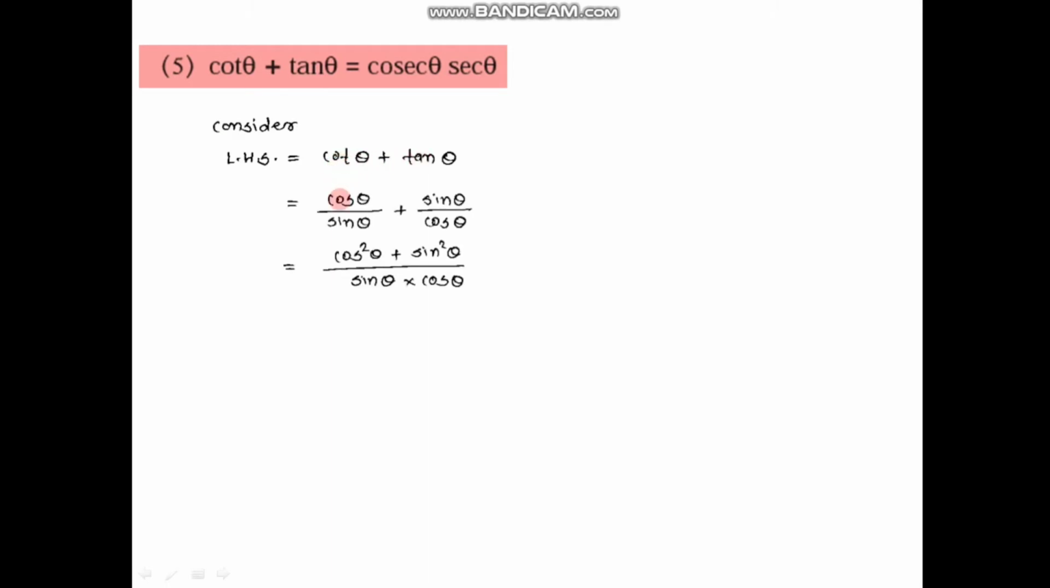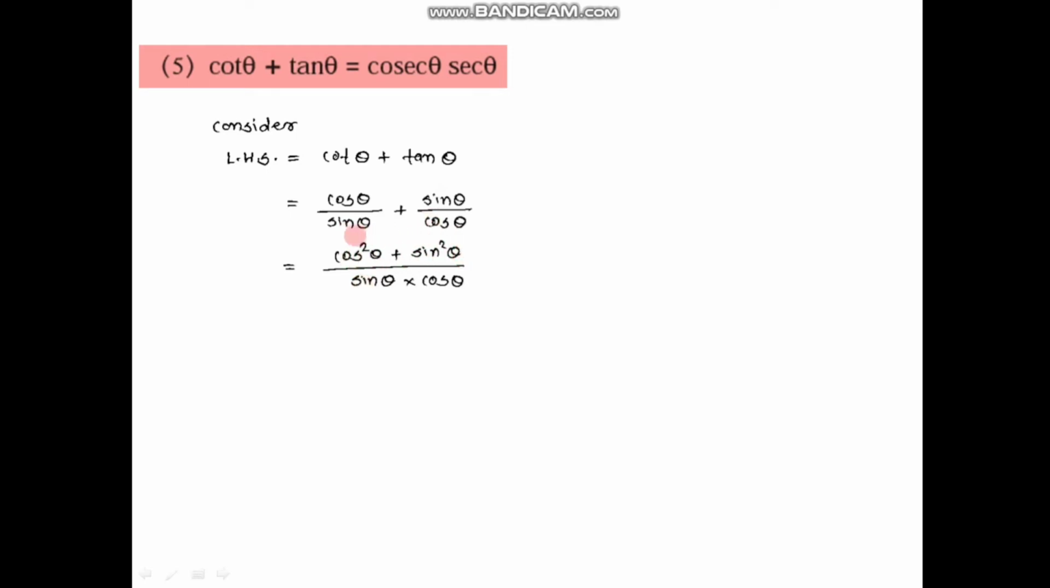So instead of cot theta we can write cos theta by sin theta, plus we have the formula for tan theta, that is sin theta divided by cos theta. So we should cross multiply cos theta into cos theta, that's cos square theta, plus sin theta into sin theta, that is sin square theta, divided by sin theta into cos theta.